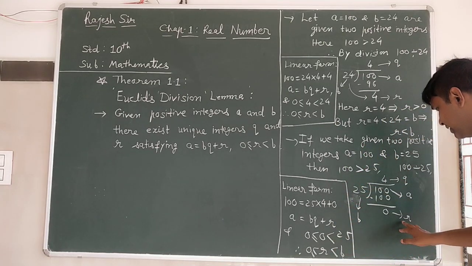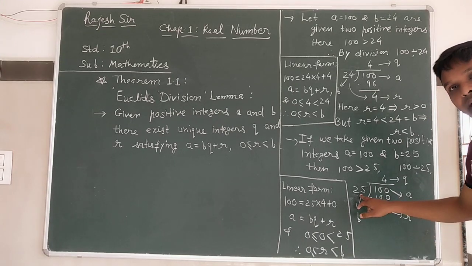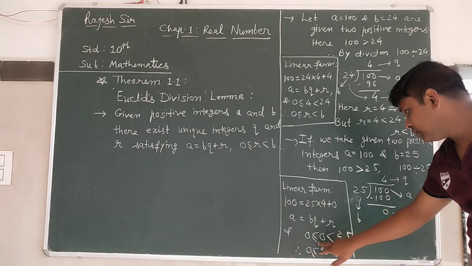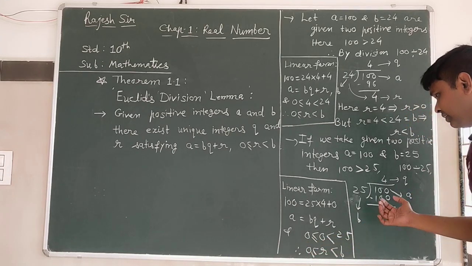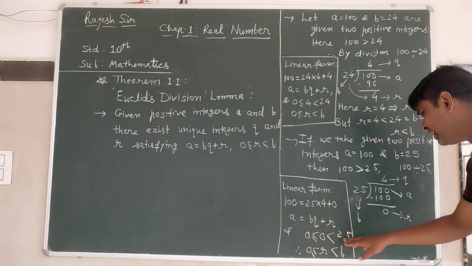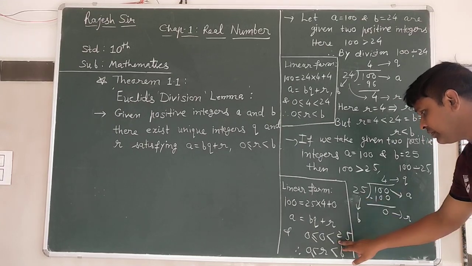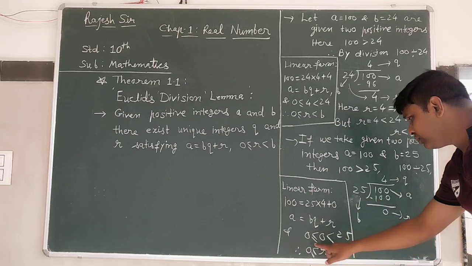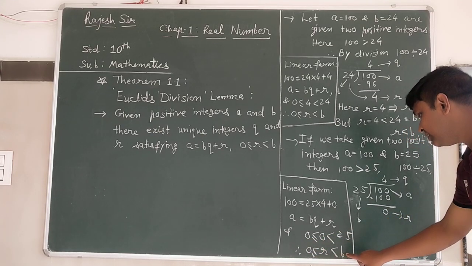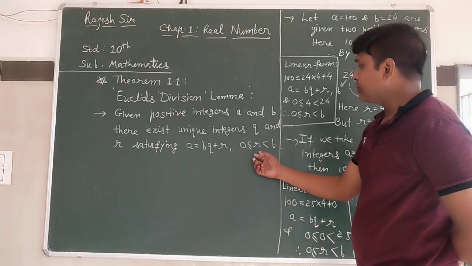Here you can understand that r may be 0 also, but always less than the divisor. So the less than or equal to sign comes: 0 is less than or equal to r. In this case r is 0, so 0 equals 0 here, and 0 is less than 25. By notation, 0 is less than or equal to r, and r is less than b, which is 25 in this case. Do you understand this condition also?